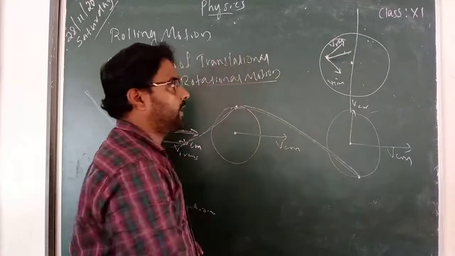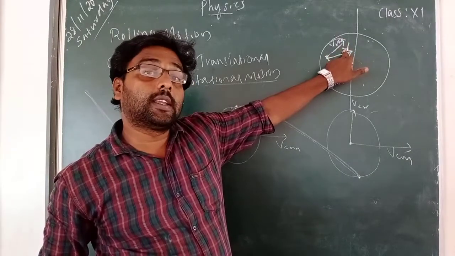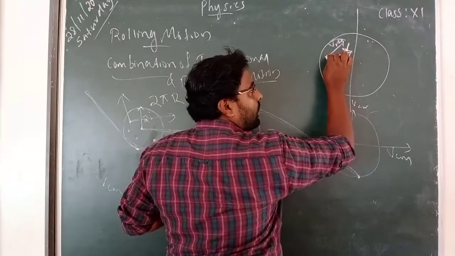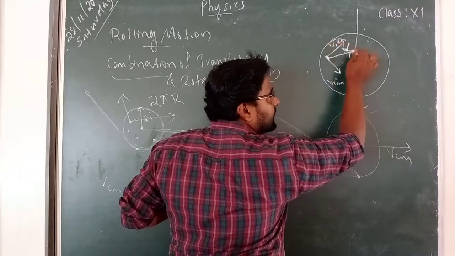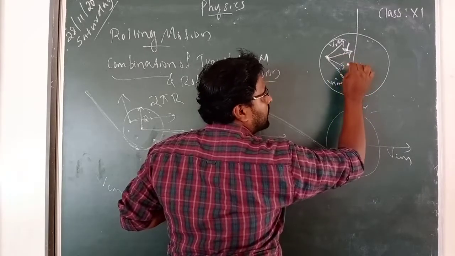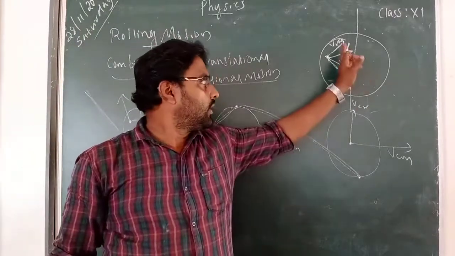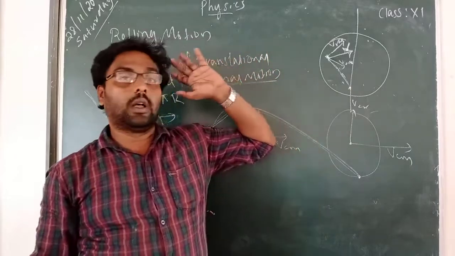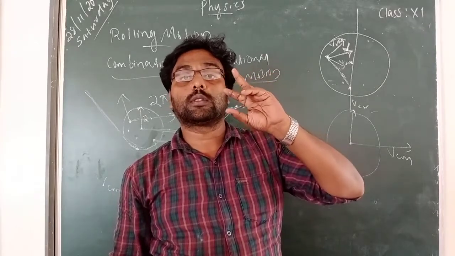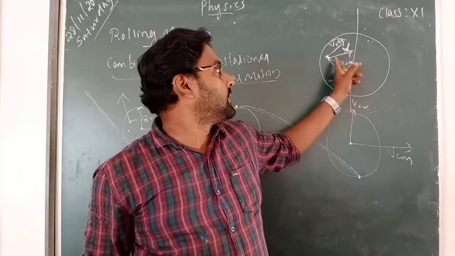This resultant velocity is always perpendicular to the line from the center of mass to the point of contact. You see this resultant, this is a point of contact, and this resultant velocity is always perpendicular to it. So remember, whenever an object is in pure rolling motion, its point of contact possesses two motions, rotational and translational. This is the resultant velocity.